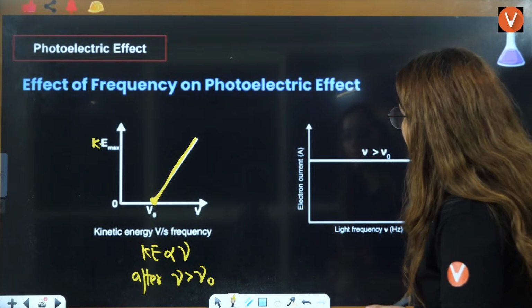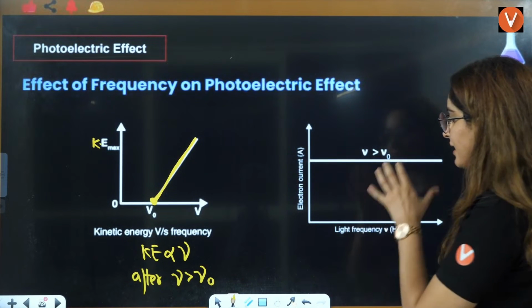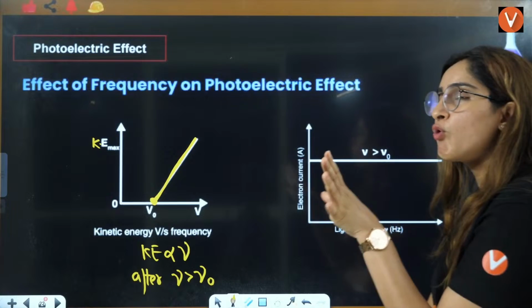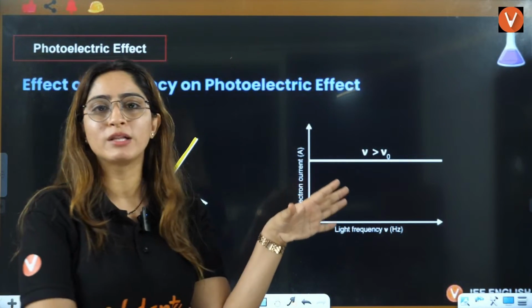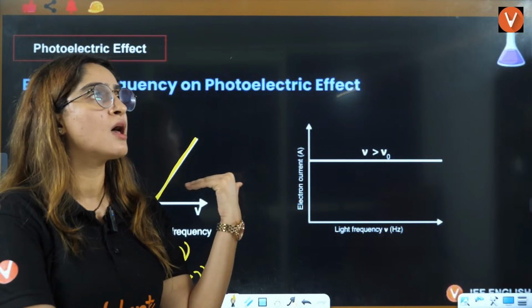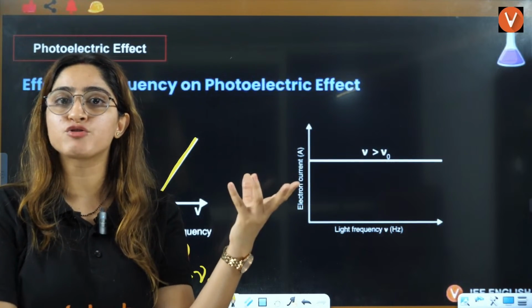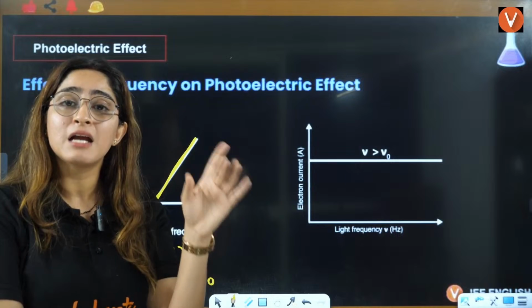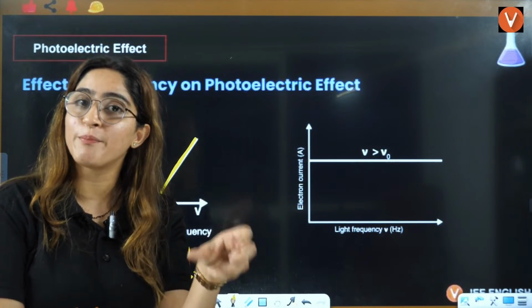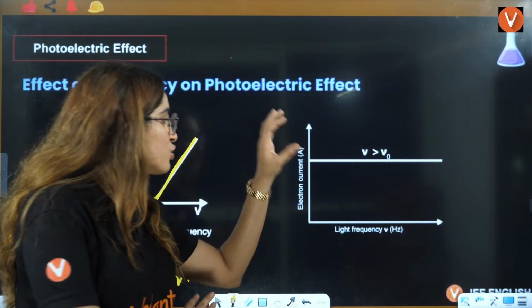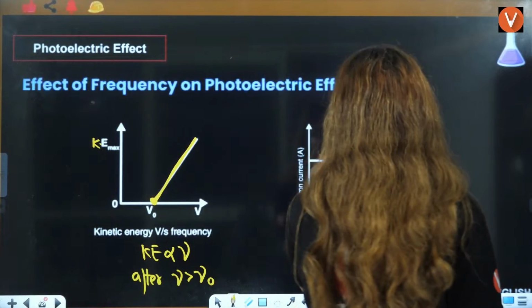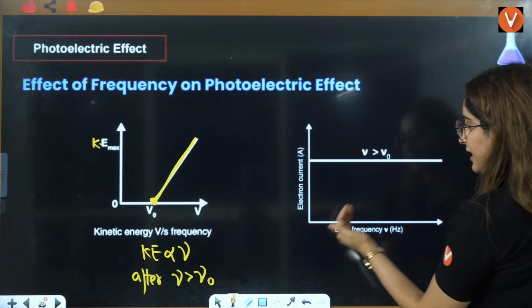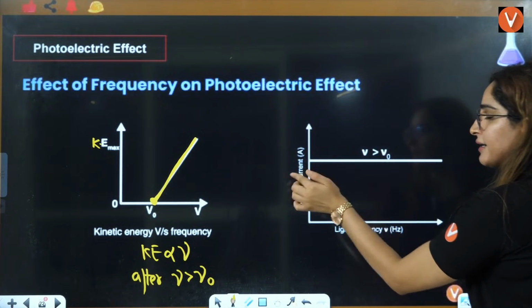Next is electric current and light frequency. As I told you, as frequency increases, there is no effect on the current. Current means the number of electrons ejected. The number of ejected electrons depends on the intensity, not on the frequency. That's why it is going to be constant. If you increase the frequency, the current is going to be constant.